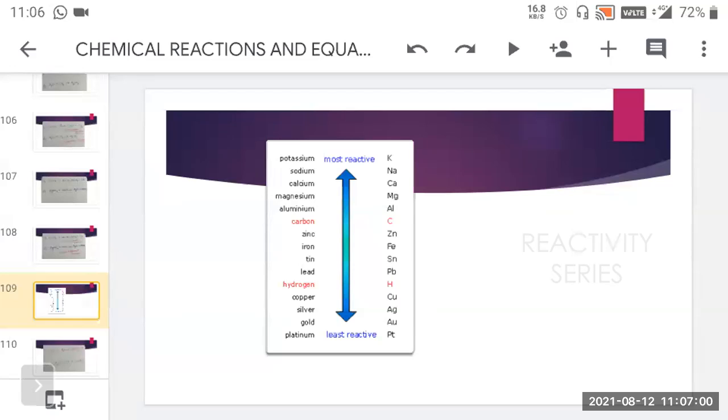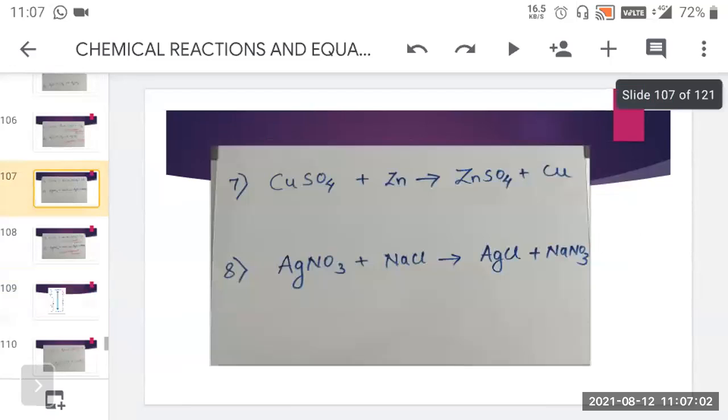So in this case, we can say that zinc has high reactivity, so definitely it will replace the Cu, because Cu has low reactivity as compared to zinc. So zinc replaces Cu, and we will get zinc sulfate, ZnSO4, plus Cu. Here in this case, it is a single displacement reaction where the highly reactive metal replaces the less reactive element. Hence we are getting the single displacement reaction.